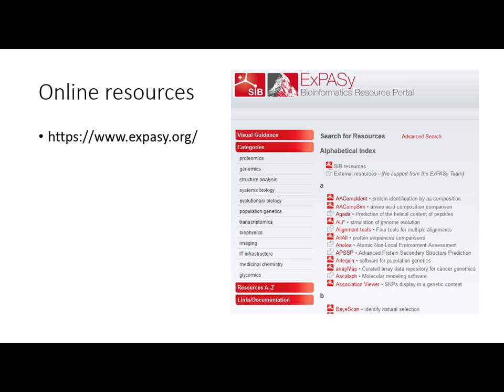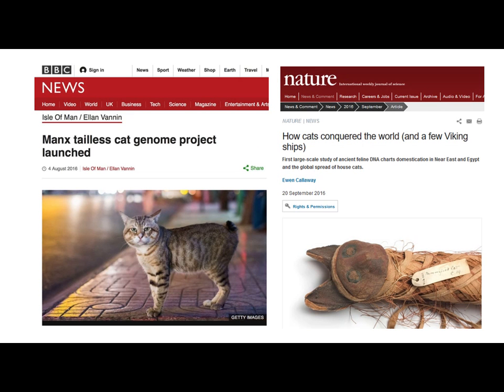And then, if none of this sold you, if anybody's had a class with me, you know I'm unhealthily obsessed with cats. And there have been some really cool recent studies using analysis of cat genomes, right? So a while ago, they basically figured out where the tailless Manx cat came from, traced its lineage.